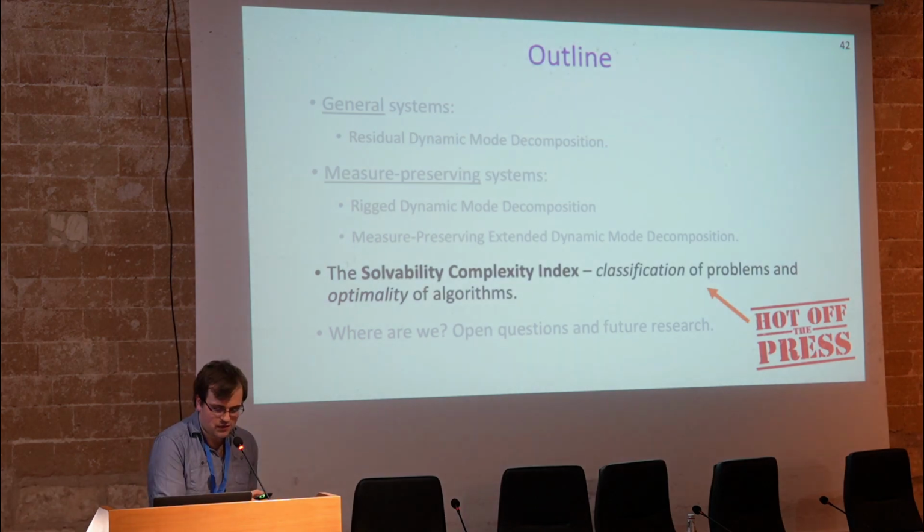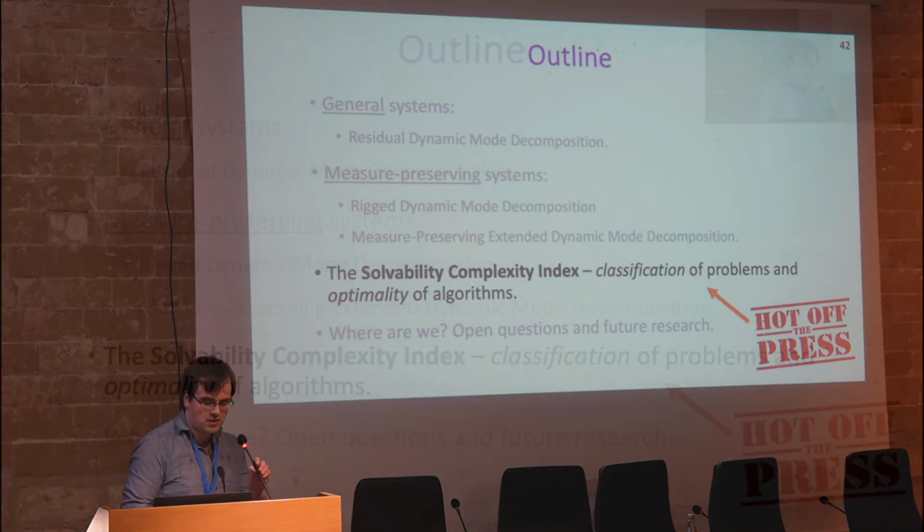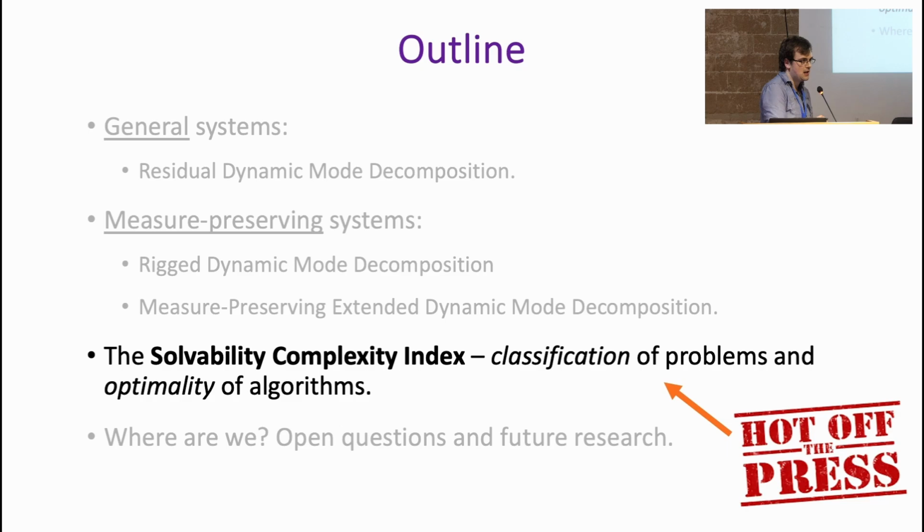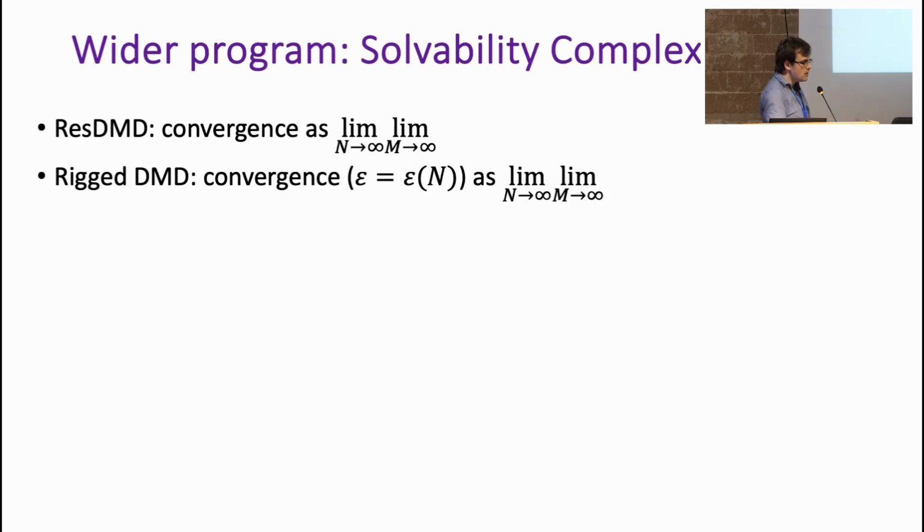Right, so just to tie everything up at the end, I'm now going to talk about the solvability complexity index. And what I really want to do is introduce to you how this can be a tool for classifying how difficult Koopman problems or computational problems are and whether our algorithms are optimal. Okay, so this framework extends beyond just computing spectra, as I've shown before. Okay, so let's look again at ResDMD. So we had convergence in 2 limits for the pseudospectrum, an additional epsilon down to 0 here for the spectrum, so 3 limits if you want the spectrum.